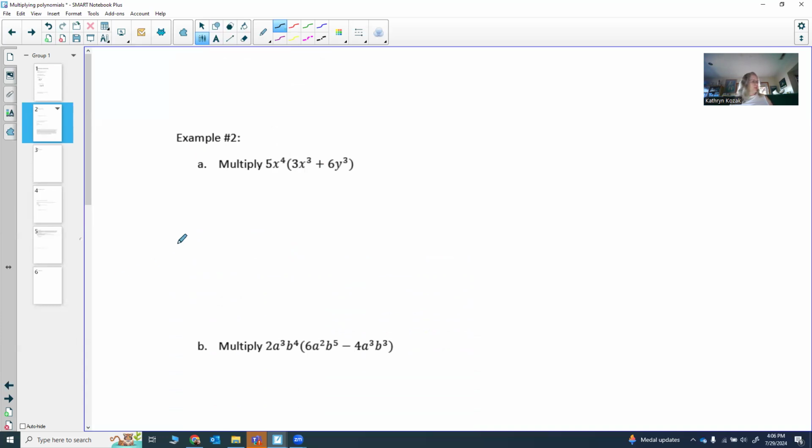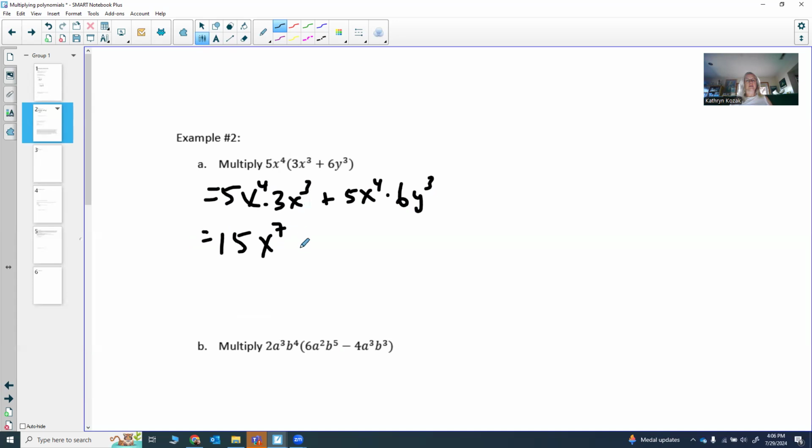The solution to this is we're going to go ahead and distribute first. We're going to have 5x to the 4th times 3x cubed plus 5x to the 4th times 6y cubed. Then 5 times 3 is 15. X to the 4th times x cubed is x to the 7th. 5x to the 4th times 6y cubed is going to be 30 x to the 4th y cubed.